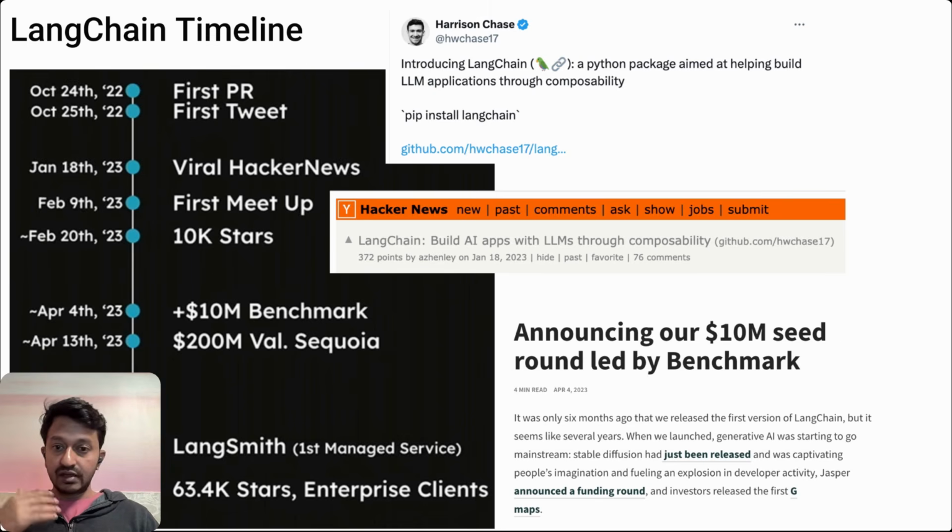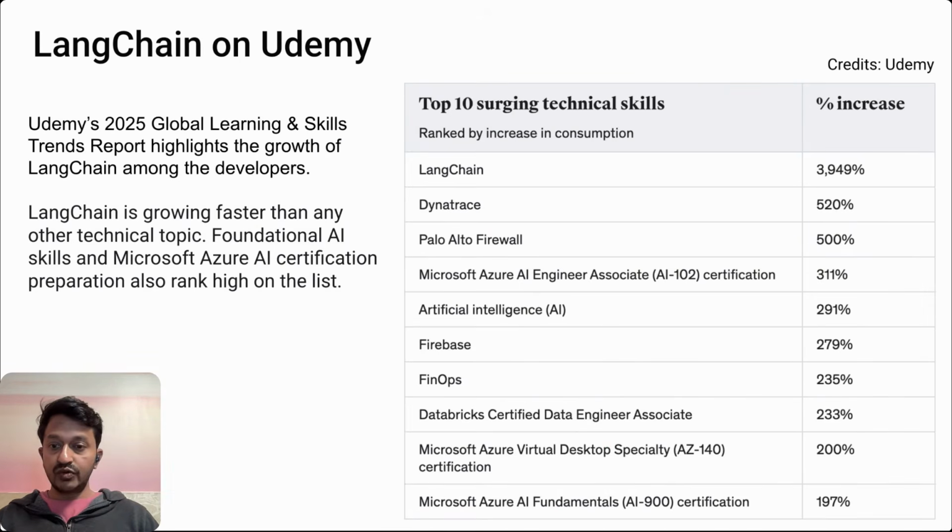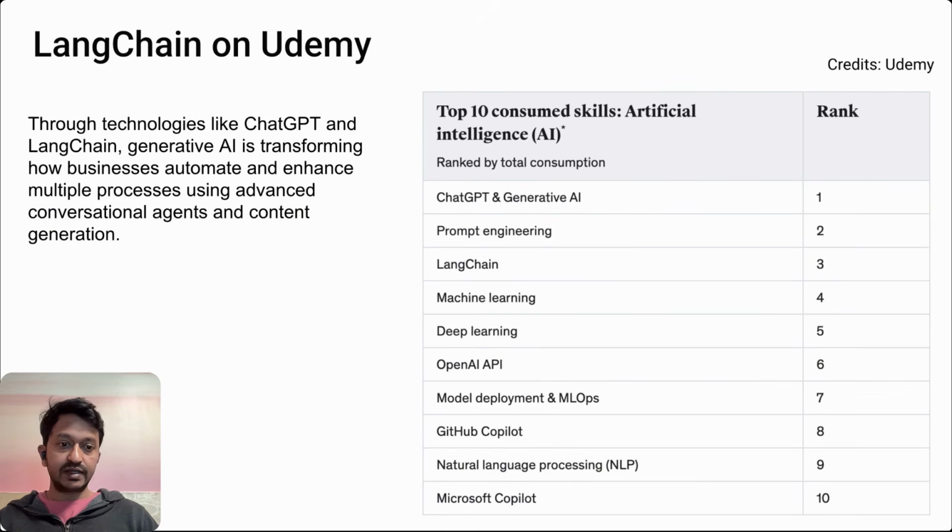So this is an amazing growth story of LangChain. It is still growing. And you can also go to Udemy, where most of the folks go to learn and study about the new AI courses. As you can see, Udemy's 2025 Global Learning and Skills Trend Report highlighted the growth of LangChain among developers. Many developers wanted to learn LangChain when it comes to AI. LangChain is one of the fastest growing technical topics on Udemy in 2025. And yeah, this ranks LangChain on Udemy.